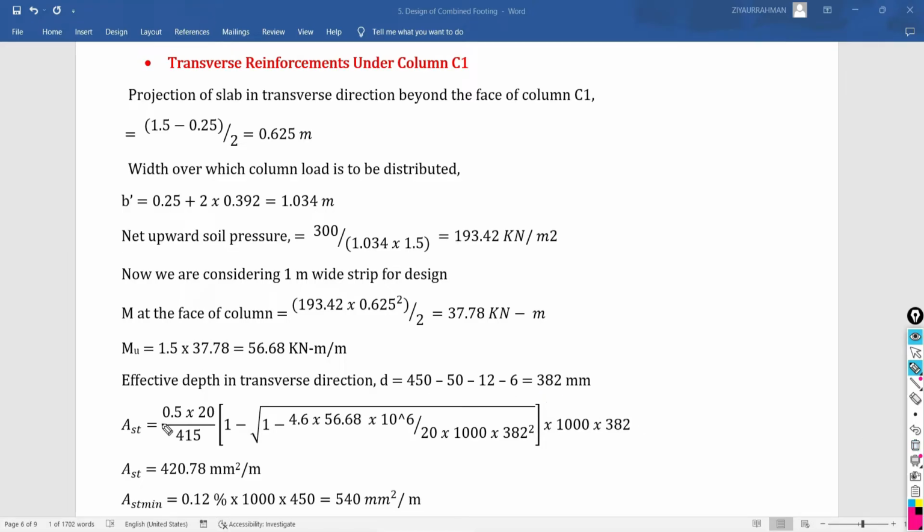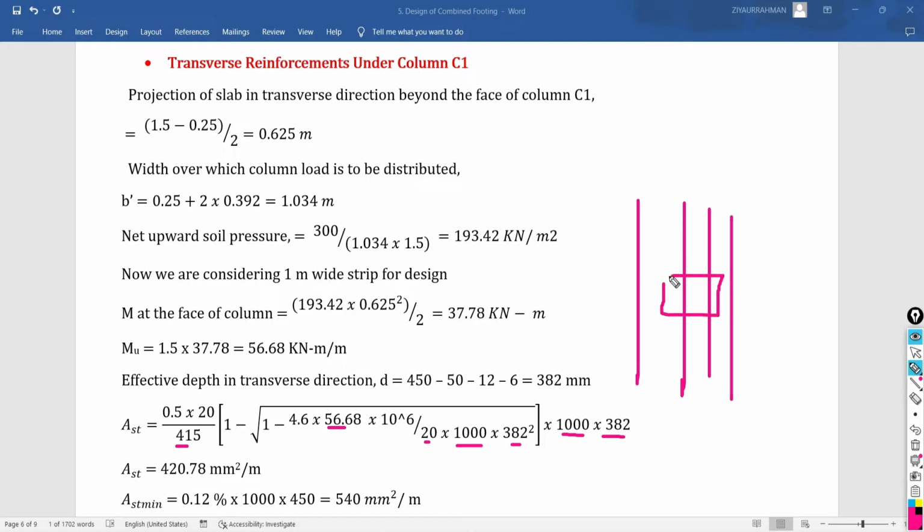Now the area of steel required, the same formula that we have used earlier, with all the values: 0.5 characteristic strength divided by yield strength of your steel Fe415, 1 minus square root of 4.6. Ultimate moment is 56.68 into 10 raised to 6 divided by characteristic strength, again 20 per meter width, 1382 effective depth available multiplied by 1000 effective depth. So you are getting the reinforcement required along the transverse direction under the column C1 for a 1 meter width of the design strip. We are getting the demand of the reinforcement as 420.78 mm square per meter.